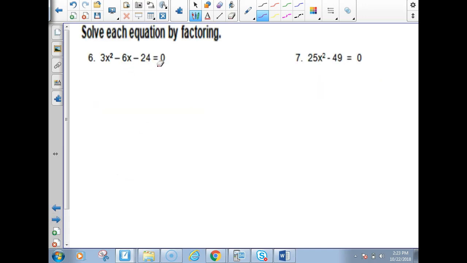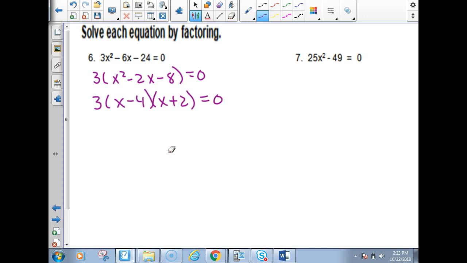Number 6, I would divide everything by 3 to start. You always want to look for a common factor first. And then this factors to x minus 4 times x plus 2. Order doesn't matter on there. And then you set the 2 factors to 0 and get 4 for one of the answers or solutions, which are x-intercepts or roots. And the other is negative 2.